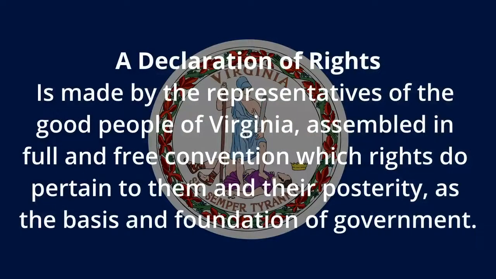Prior to the Declaration of Independence being adopted, Virginia adopted their Declaration of Rights. A Declaration of Rights is made by the representatives of the good people of Virginia assembled in full and free convention, which rights do pertain to them and their posterity as the basis and foundation of government. George Mason wrote this declaration, but its impact goes far beyond the Commonwealth of Virginia.